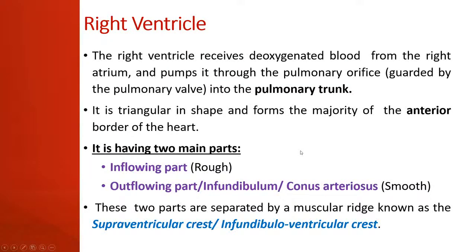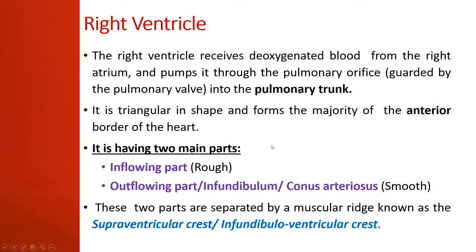Now the right ventricle. The right ventricle receives deoxygenated blood from the right atrium and pumps it through the pulmonary orifice, guarded by the pulmonary valve, into the pulmonary trunk. We know that it is triangular in shape and forms the majority of the anterior border of the heart. Now it has two main parts again: the inflowing part or the rough part, and the outflowing part, known as the infundibulum, or sometimes the conus arteriosus, which is the smooth part.